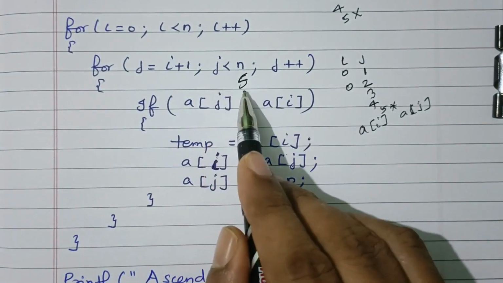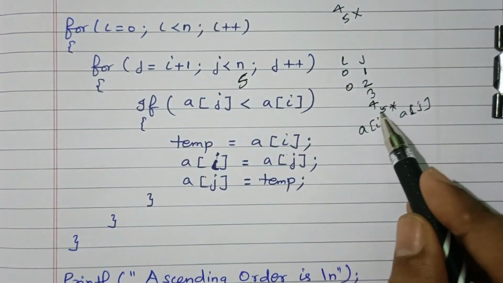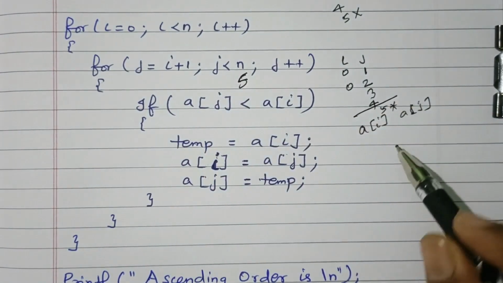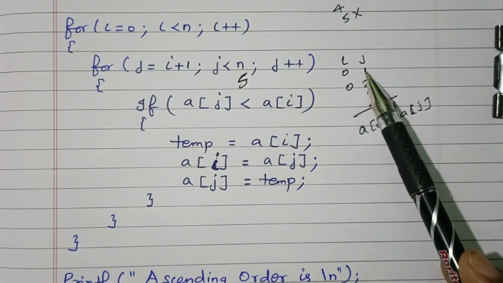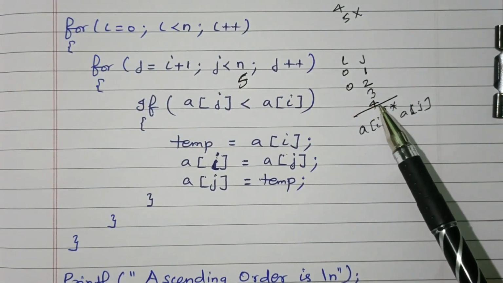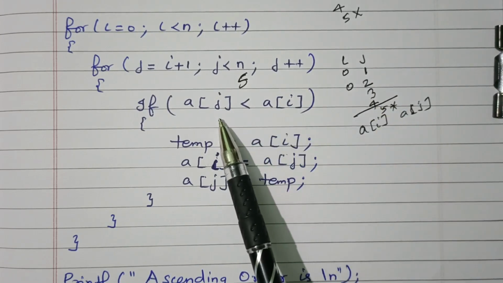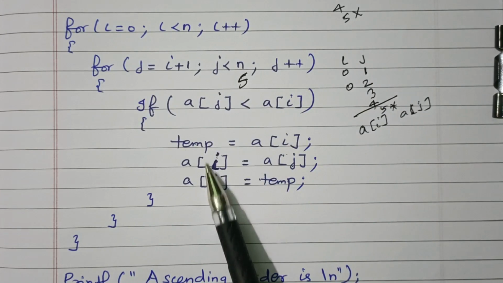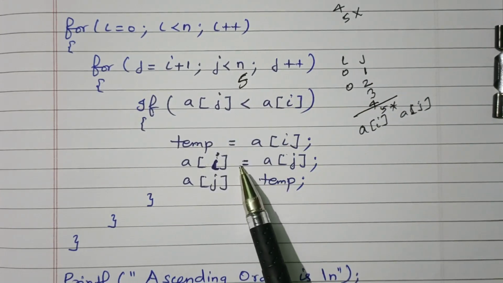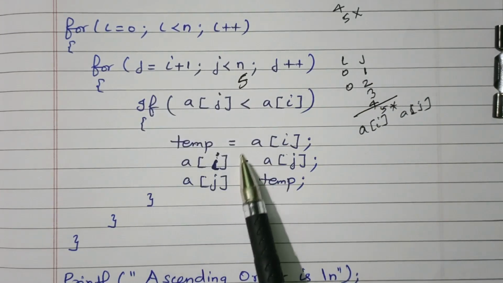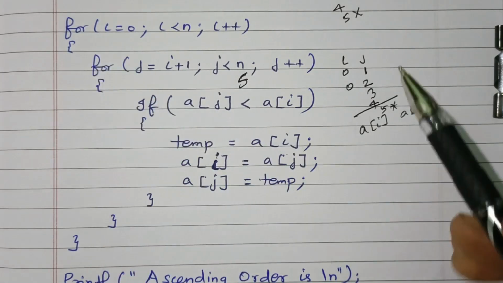So j should be less than 5. If it is equal to 5, the process is terminated. That is, the first number is verified with the second number, third number, fourth number and fifth number. In all the cases, if the remaining numbers are lesser, the numbers will be interchanged, right? After that, this inner loop will be terminated. It will go to the outer loop.